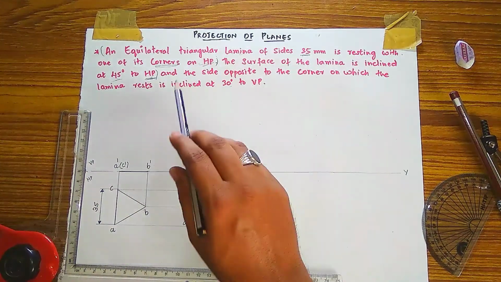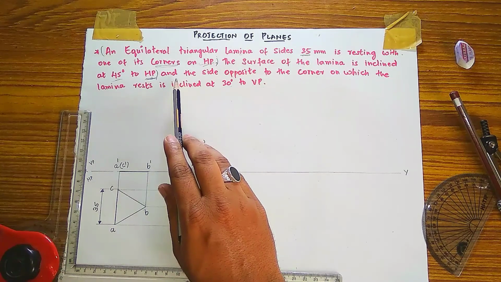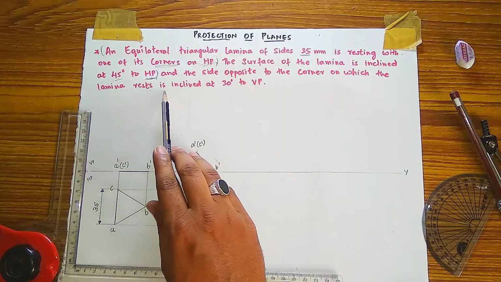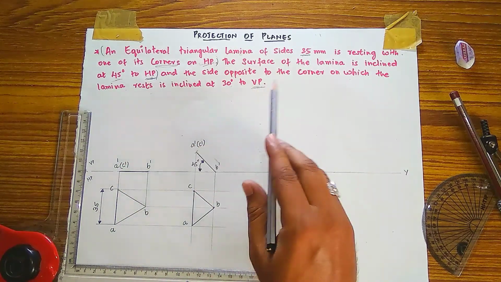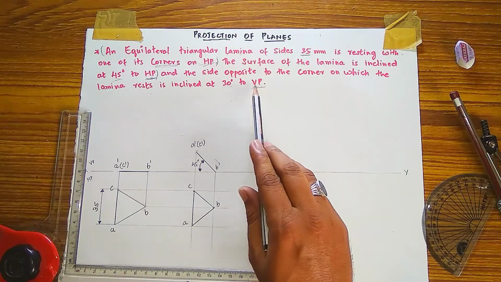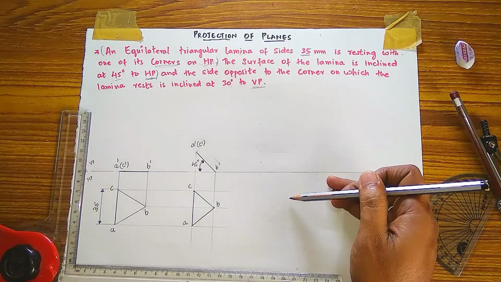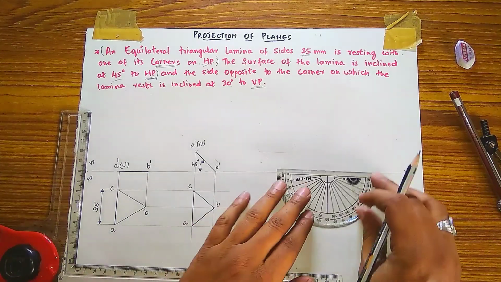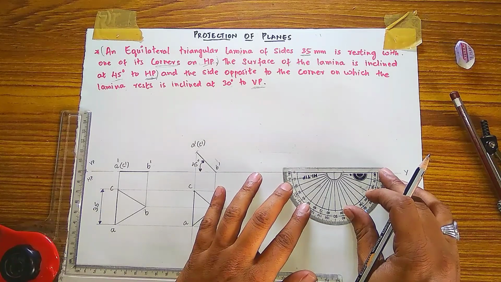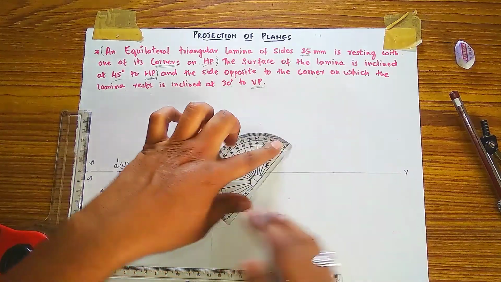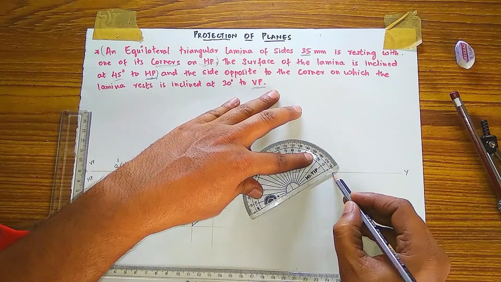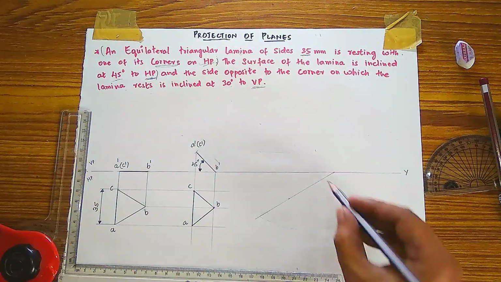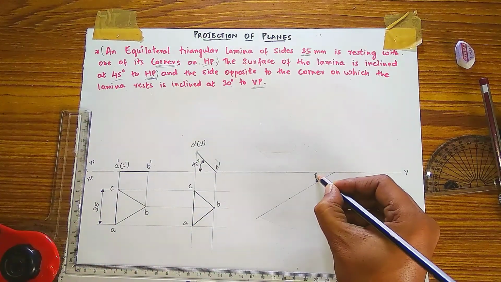Now for the third projection, carefully read the question and understand it. And the side opposite to the corner on which the lamina rests is inclined at 30 degree to VP. The angle which is given, 30 degree to VP, you have to draw that angle 30 degree downwards here. Okay, to draw that, first you draw the angle 30 degree, put a point and keep your protractor, take the angle 30 degrees, and that point and this point you have to draw a line downwards. Okay, then after, this angle is of 30 degree, I am showing you 30 degree angle also.